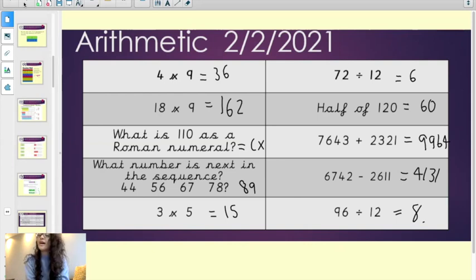7,643 plus 2,321 equals 9,964. 6,742 take away 2,611 equals 4,131. 96 divided by 12 equals 8.